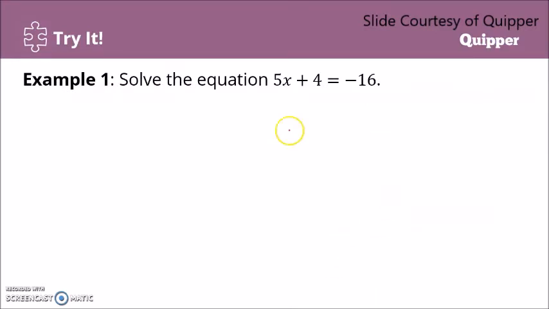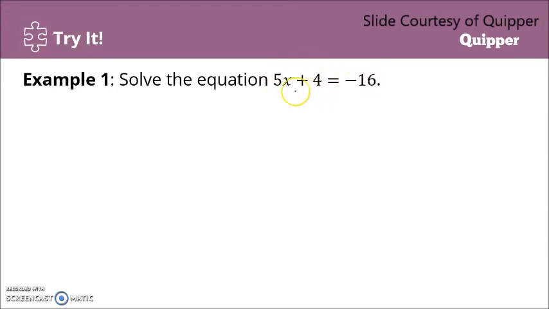Let's try this. Solve the equation 5x plus 4 equals negative 16. Now, this is solving linear equation in one variable. So, we have here one variable. Pag nagsusolve tayo ng ganito, ang goal natin is to get the value of x. Ano ba yung value ng x? What number does it stand for? Para maging true ang equation.